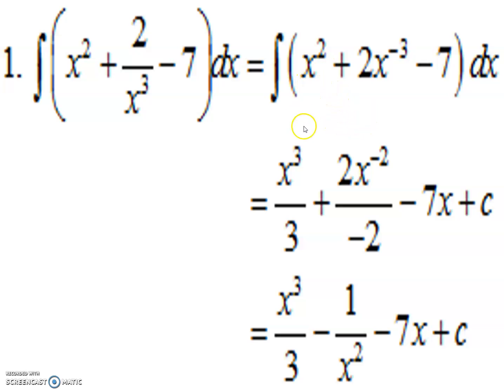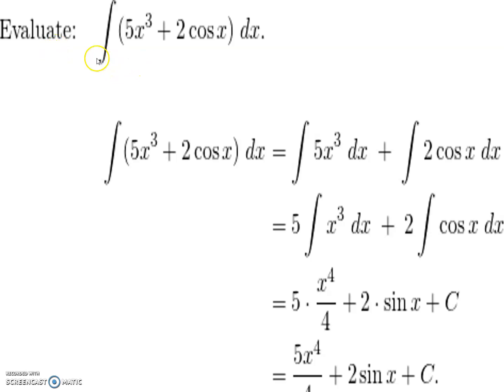So integration of x square, we know, is x raised to 2 plus 1 upon 2 plus 1, that is x raised to 3 upon 3. We know that the integration of x raised to n is x raised to n plus 1 upon n plus 1. That's why x raised to minus 3 plus 1, upon minus 3 plus 1, times 2. 7 remains as the same. We know that the integration of 1 is x plus c. Therefore, x cube upon 3, minus 2 gets cancelled, minus 1 upon x square. We have to rewrite using the law of indices: x raised to minus n is equal to 1 upon x raised to n. That's why 1 upon x square, minus 7x plus c.